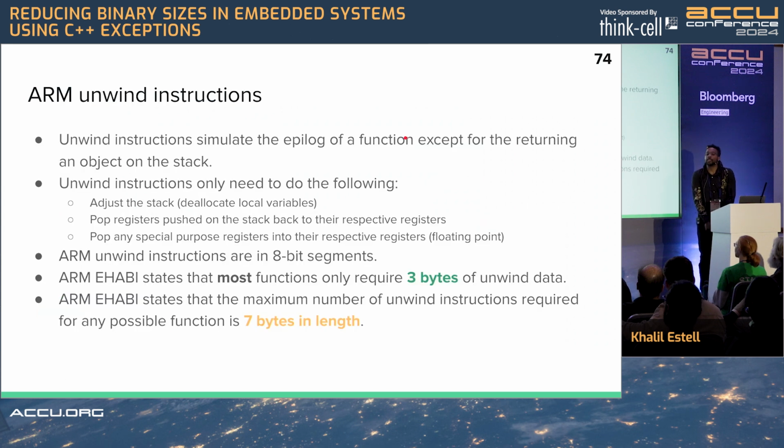All right, here's another one of the items we have to go over, the unwind instructions. This is another area that people may not have as much knowledge on. So the unwind instructions simulate the epilogue of the function except for the part where you return a variable. Remember, in your try block, if something threw, that entire scope is no longer valid. Therefore, you don't need to waste time returning variables up the stack. That's not a thing with exceptions. So all unwind instructions have to do is basically 3 things. Subtract your stack, deallocate your variables, pop your registers back into their CPU, and then finally, if there's any other special weird coprocessor stuff, do that weird coprocessor stuff.